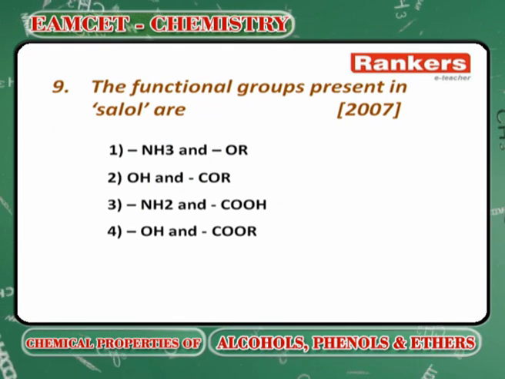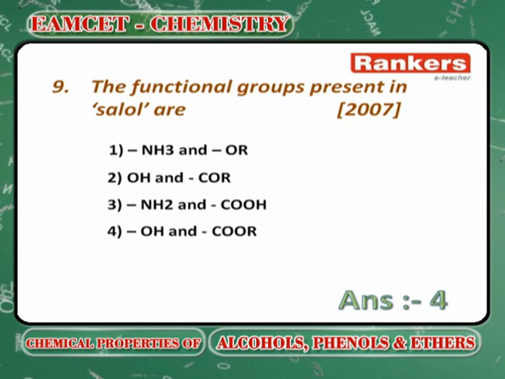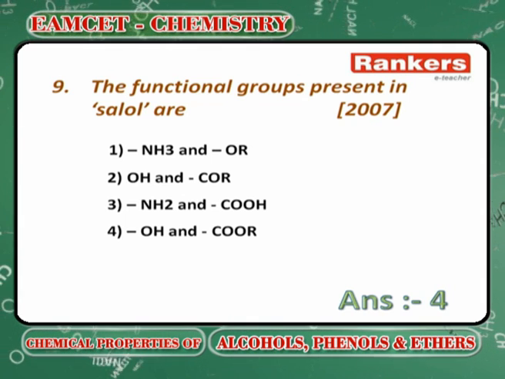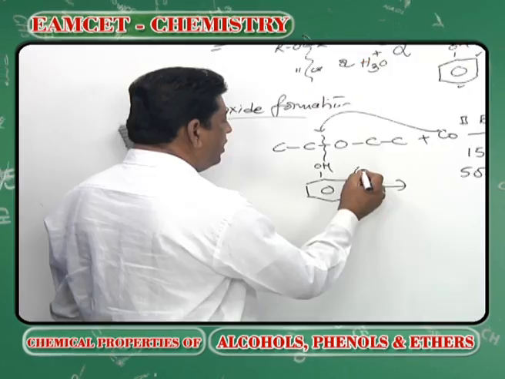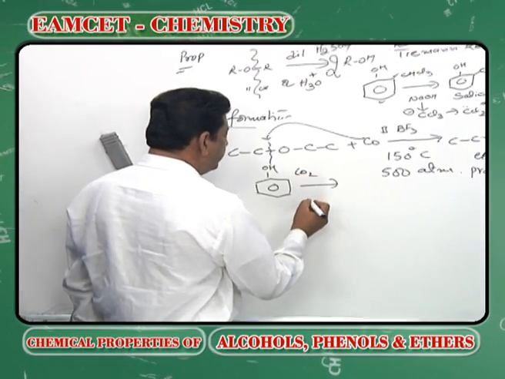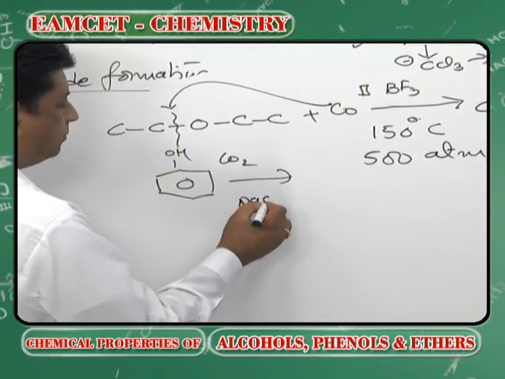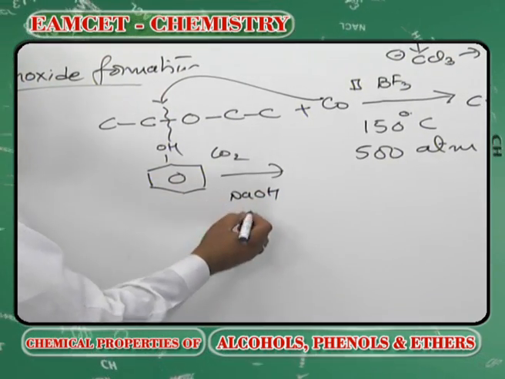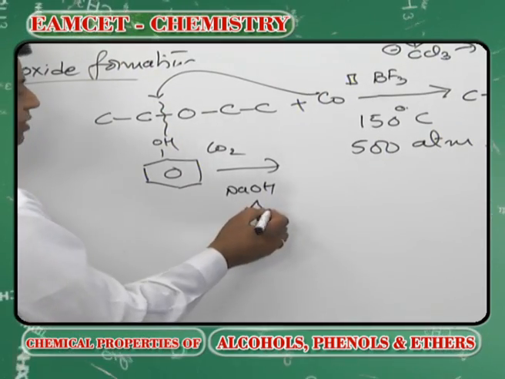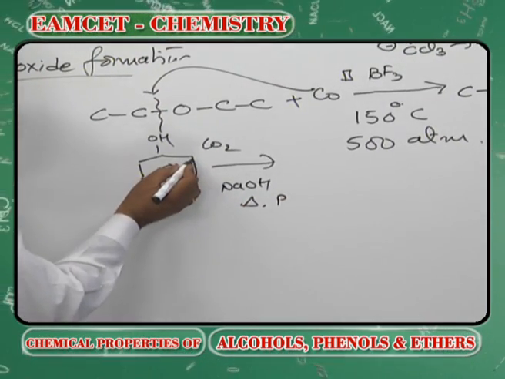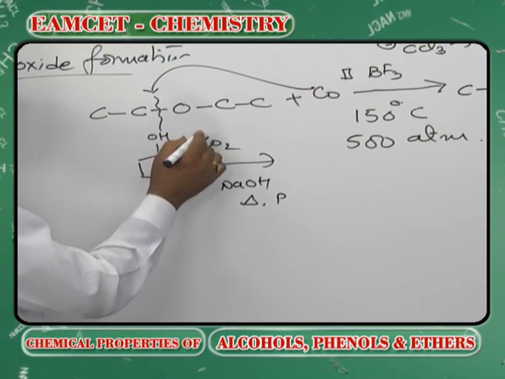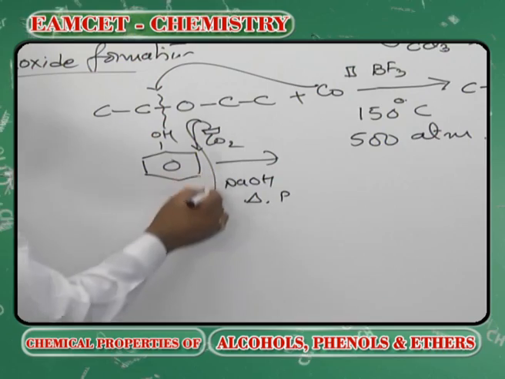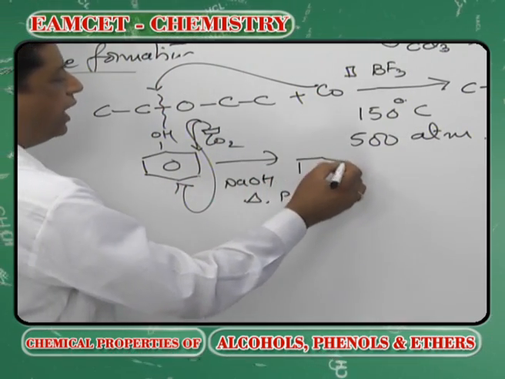The functional group present in salol. So, the phenol is treated with carbon dioxide in the presence of a base like sodium hydroxide. You dissolve the phenol in the sodium hydroxide and then heat it with the carbon dioxide under pressure. The carbon dioxide acts as an electrophile, having a vacant orbital. It attacks at ortho as well as at para also. Therefore, 2 types of answers are coming.